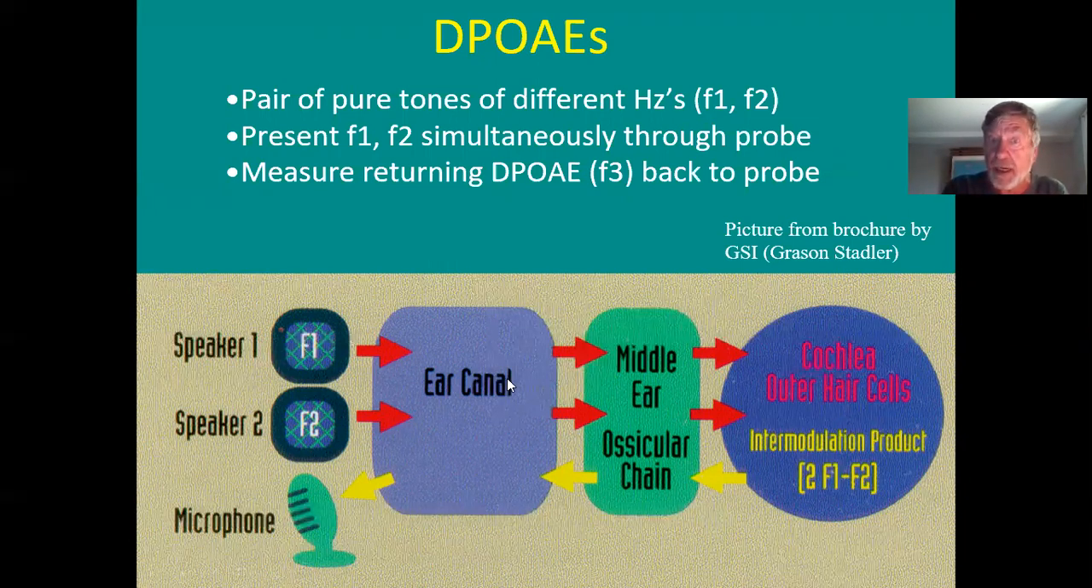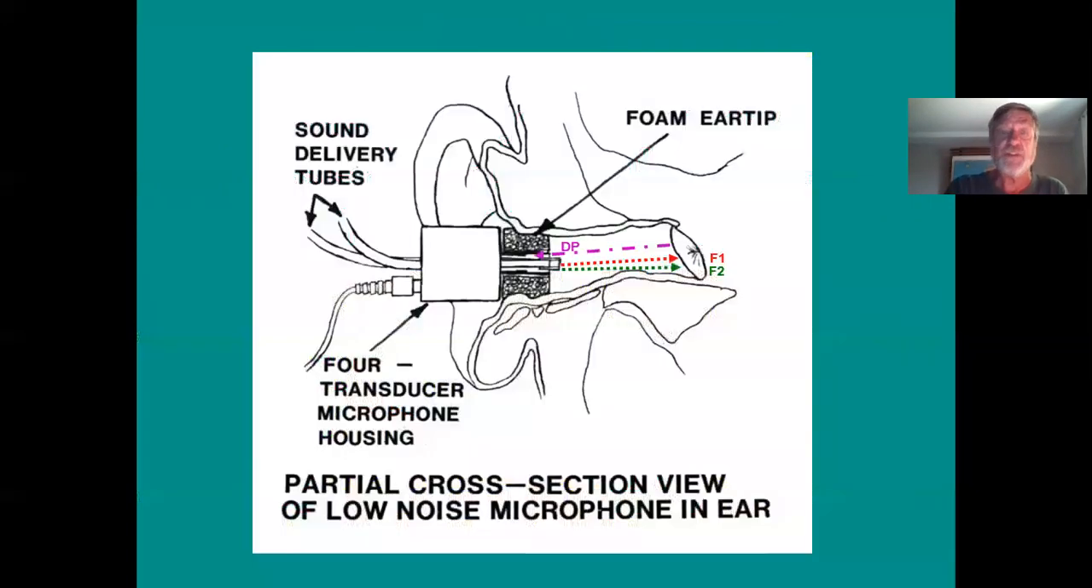Anyway, they go in the ear canal, they go through the middle ear, they get to the cochlea, and the outer hair cells produce a different tone. And that's the otoacoustic emission in yellow. And it goes back out through the middle ear, back out into the ear canal, and gets picked up by the mic. DPOAEs. Here's a picture of it again. The probe in the ear, two tones, F1 and F2, separated by that particular ratio, and the distortion product otoacoustic emission coming back out only occurs if you've got healthy outer hair cells.